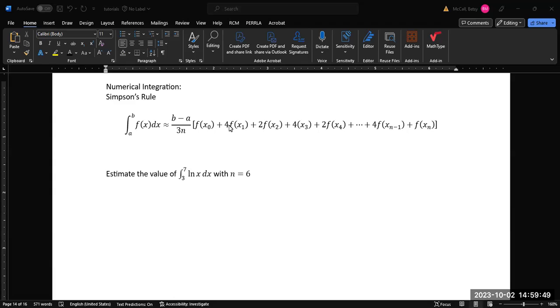And the other difference is that in the trapezoidal rule, all the coefficients except the 1s on the ends are 2s. In Simpson's rule, it alternates 4, 2, 4, 2, 4, 2, 4, and then the 1s on the end.